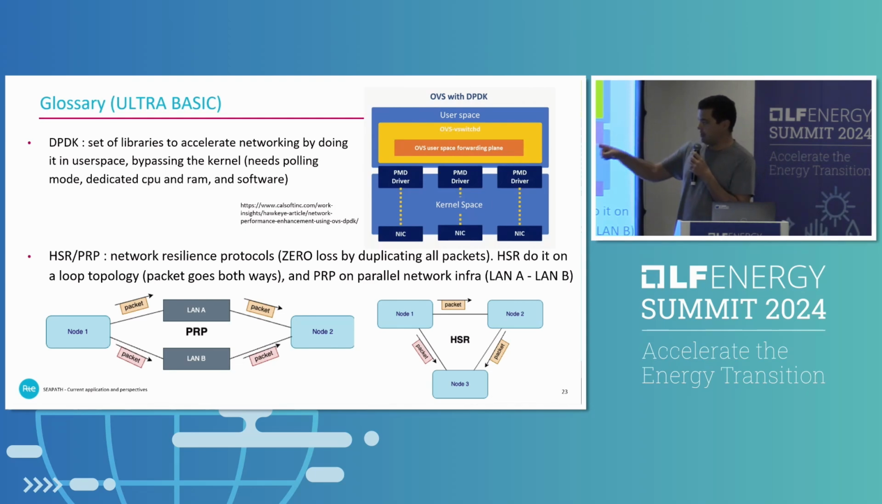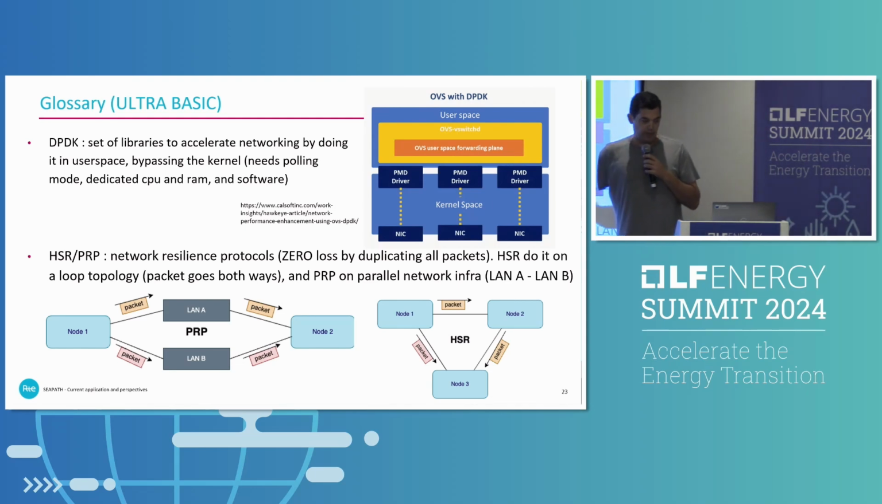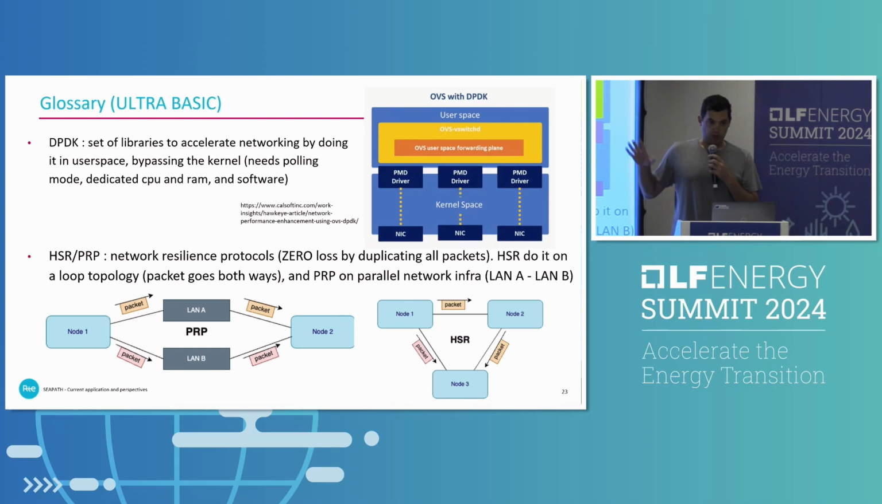What's HSR and PRP? This is different. This is not about performance. This is about resilience. In industrial networks, you may need zero packet loss. You can't afford to lose a packet. In that case, you may want to use this technology. They're basically the same. The idea is that we duplicate every packet, and the copies go different ways. In the end, we deduplicate the packet; we ignore it if we receive the double.